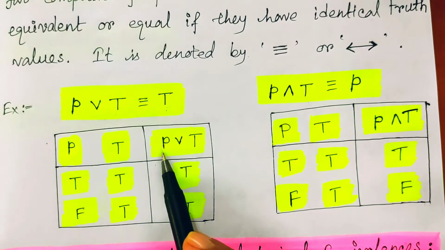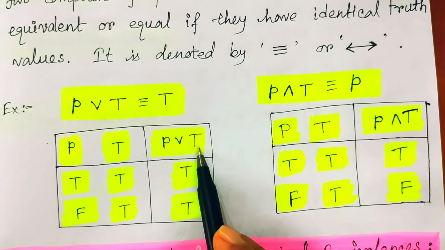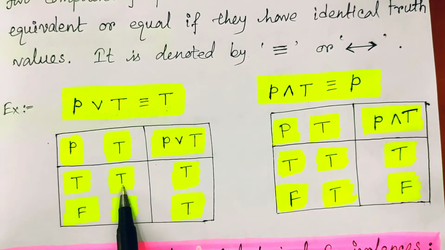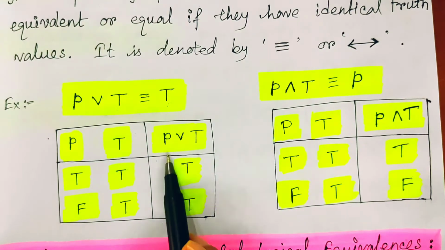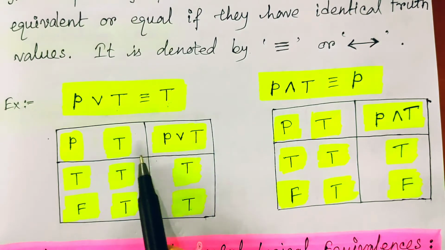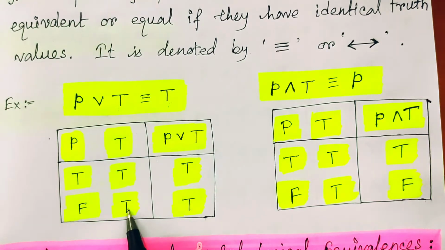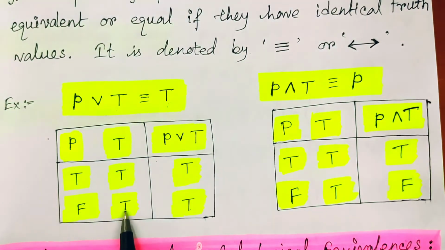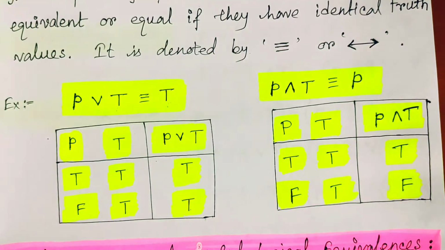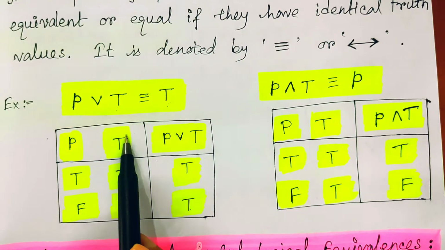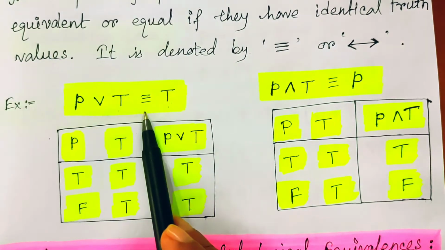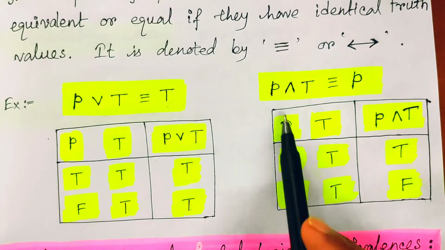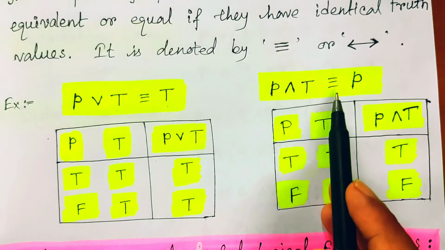Now what will we find out? We should find out P or T. Its truth table is, as both are true then it is true, and when P is false and T is true, it is true. So this is the truth table for P or T. Now the value T has a truth table where it is always true. If we compare these two columns, we find these two are identical, so we can say that these two expressions are logically equivalent, so we can write P or T is equivalent to T.